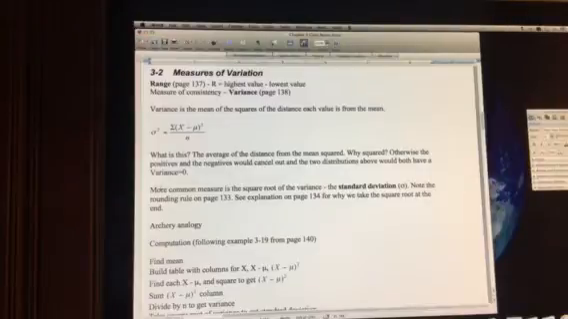Range value, the notation's R. Very simple definition. Highest value in the data set minus the lowest value in the data set. Same as what we saw last chapter. Now the second measurement that we'll see is one that is generally only used as a stepping stone to get to the third one. And that one is the variance.